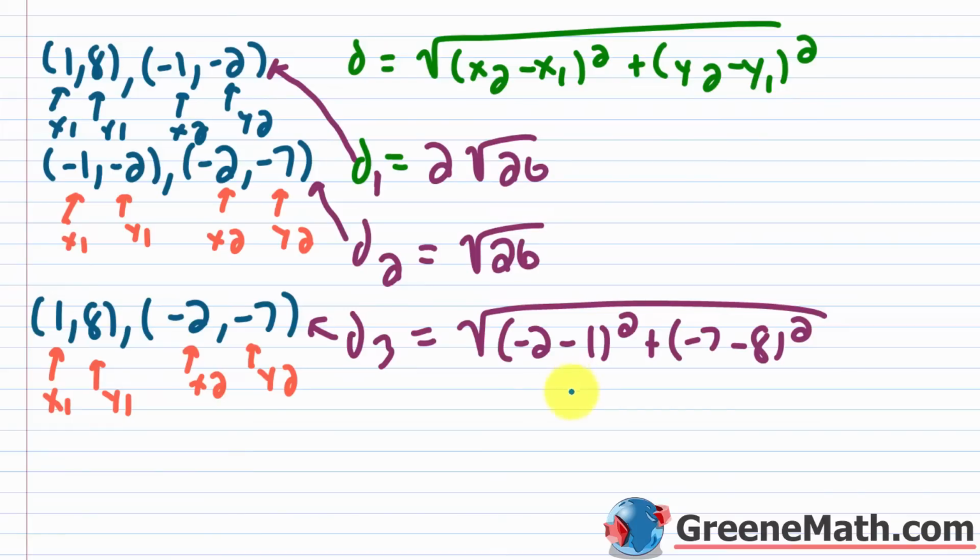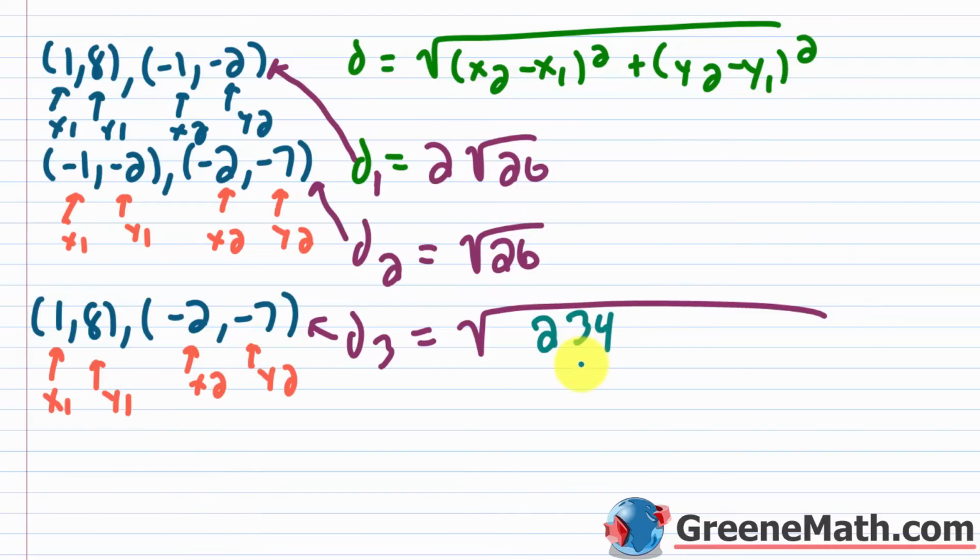So this right here, -2 minus 1 is -3. So this is -3 being squared. -3 being squared is going to be 9. And then -7 minus 8 is -15. And then -15 being squared is going to be 225. And so 9 plus 225, that's going to be 234. So this is the square root of 234.